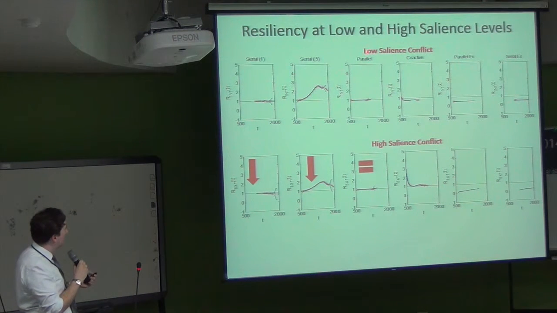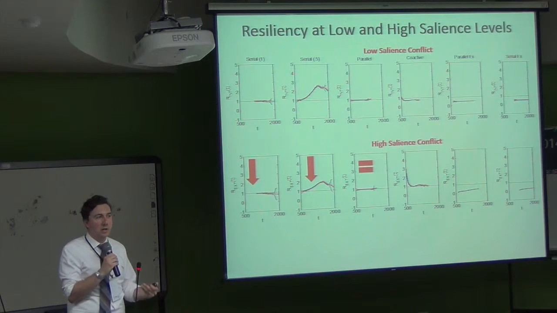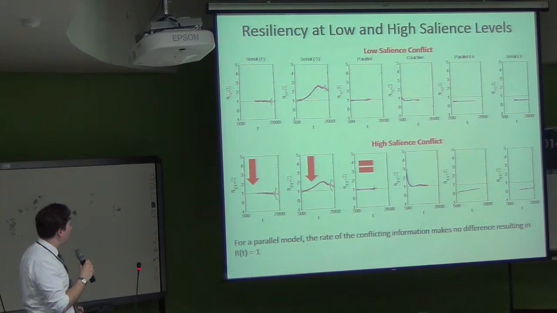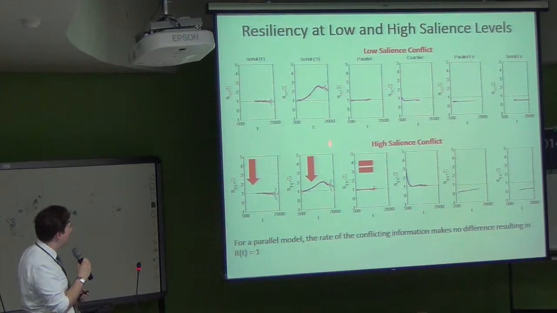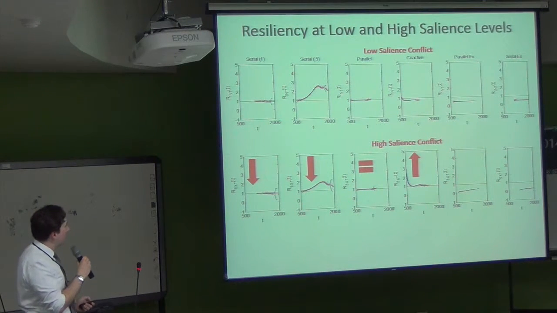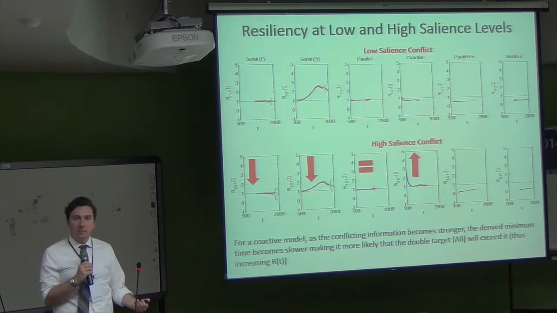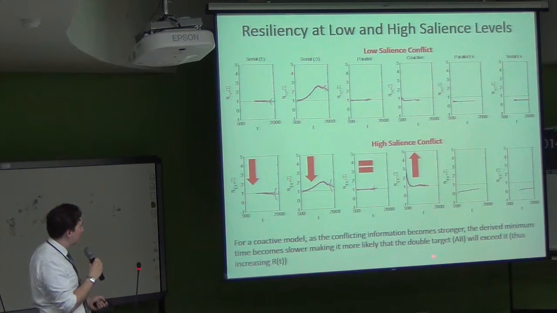For a parallel model, the next model in line, there's no difference between these two functions because the conflicting information source doesn't actually do anything to the minimum time. So the rate of processing of the conflicting information makes no difference, resulting in a resiliency of 1 across all t. For a coactive model, we see the opposite pattern. As the conflicting information becomes stronger, the derived minimum time becomes slower, making it more likely that this double target will exceed it, and increasing the resiliency function as you move from the low salience case to the high salience case.